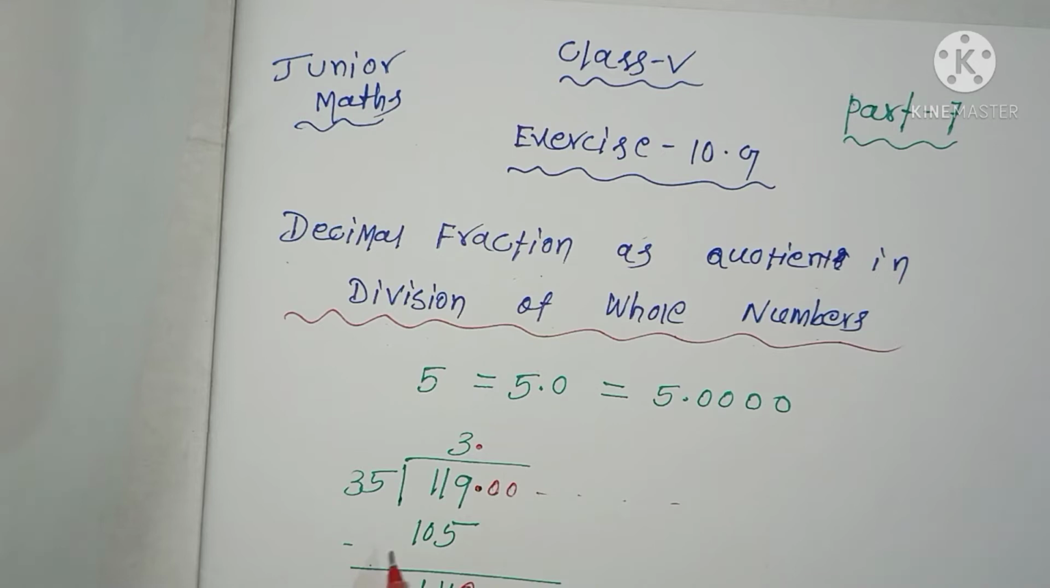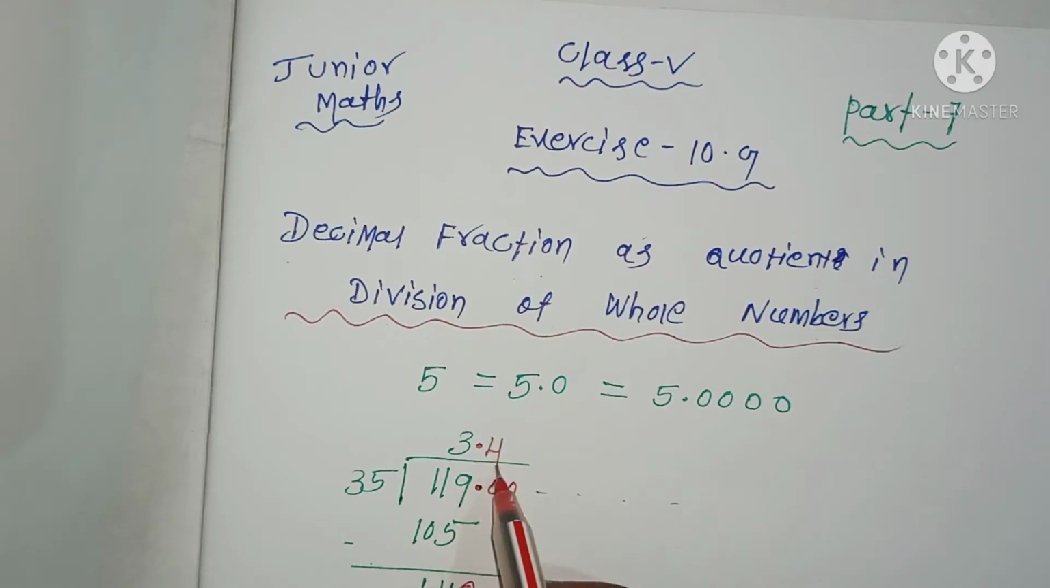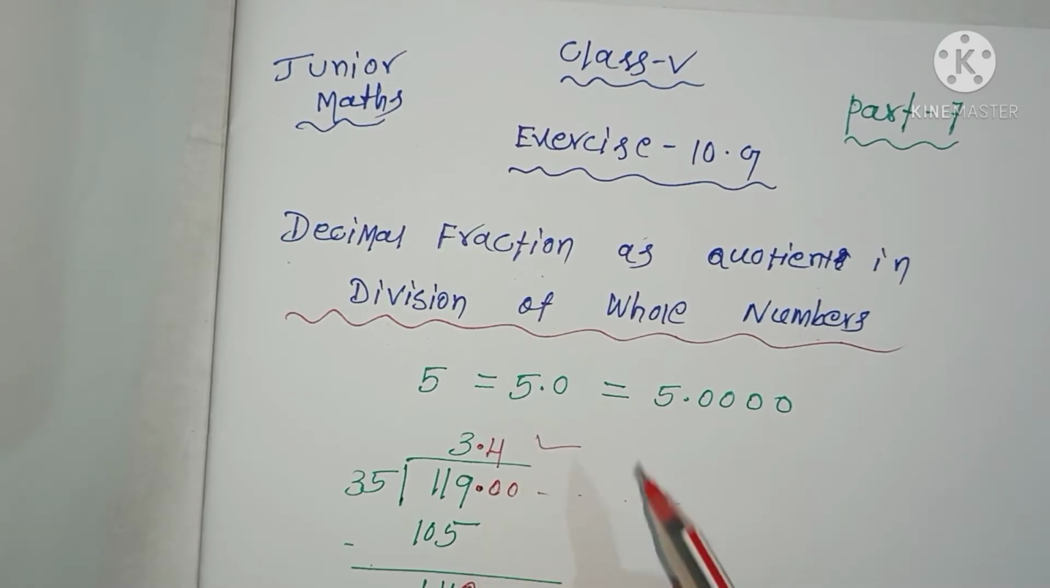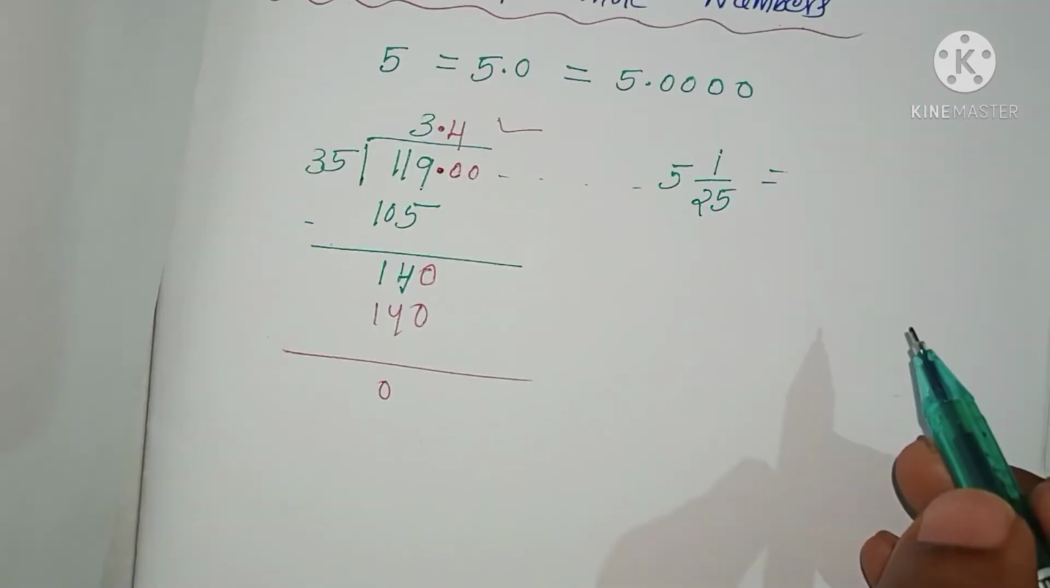Now 35 into 4 is equal to 140. So the answer is 3.4. I hope this is clear.